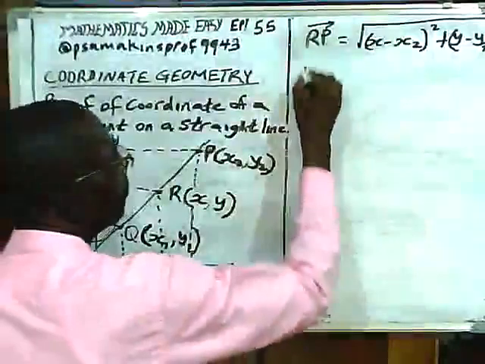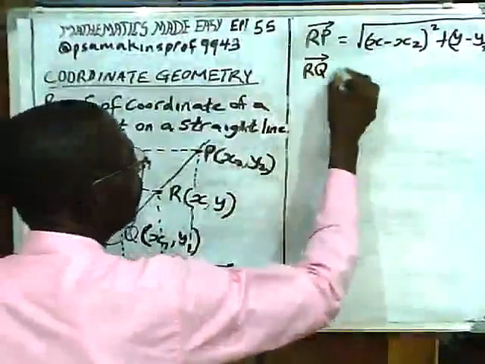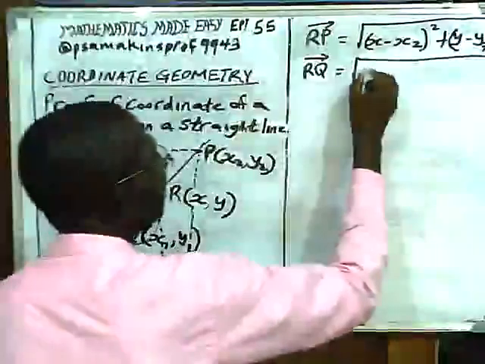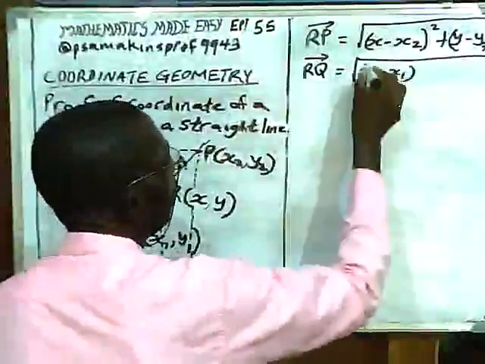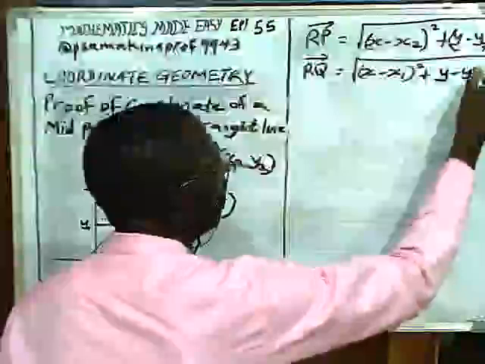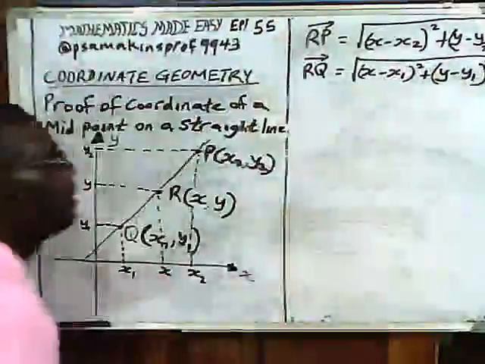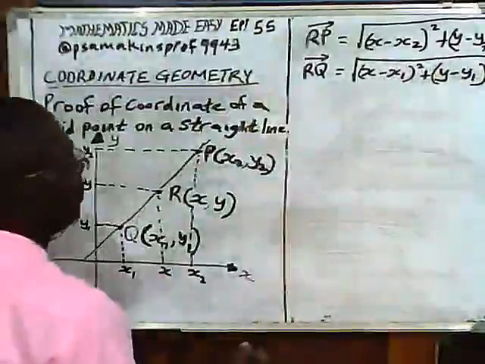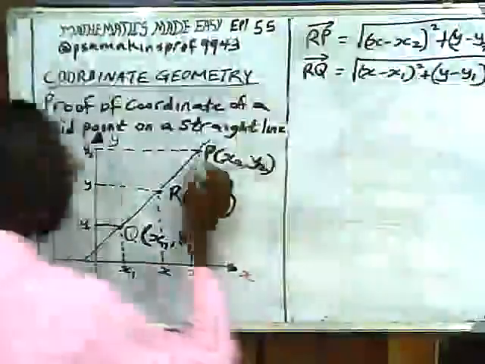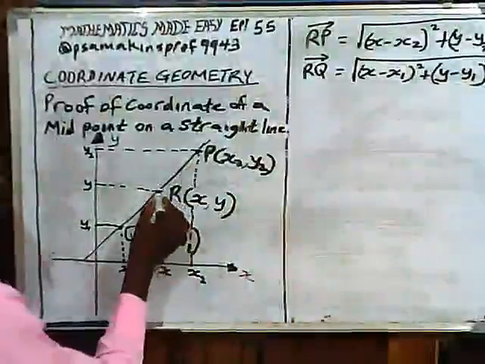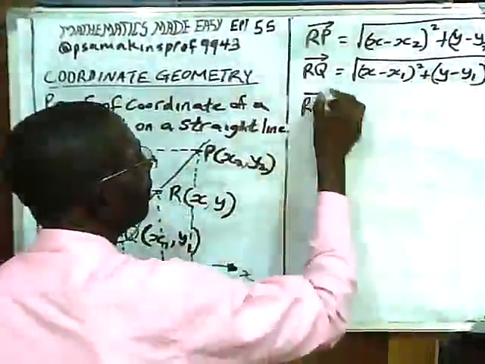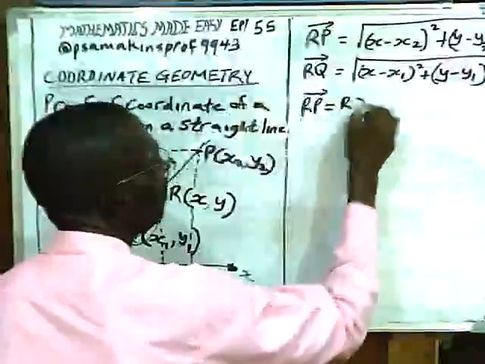Likewise, we can say that line RQ is going to be the square root of x minus x1 all in square, then plus y minus y1 all in square. So with this, we want to find the coordinate of the midpoint. Now, assuming that the distance between here and here is equal to the distance between here and here, we say that the RP distance is equal to the RQ distance.